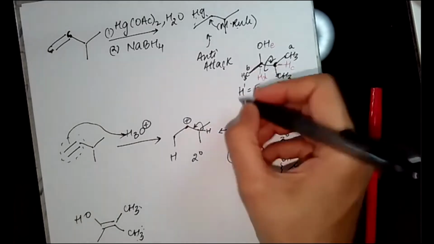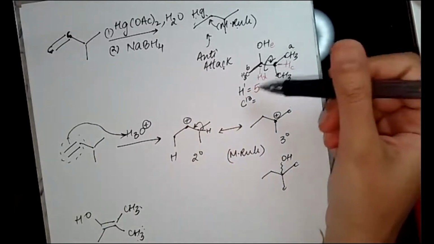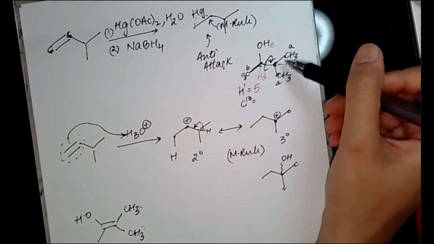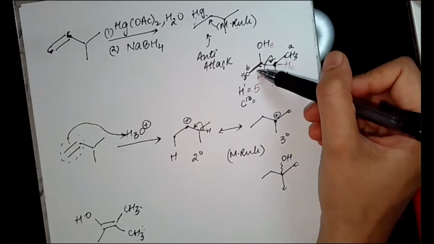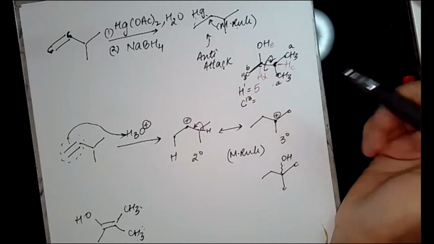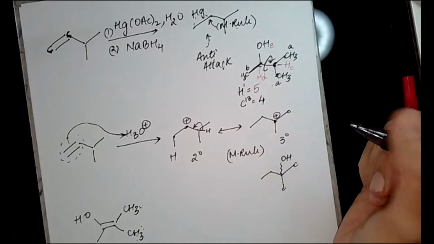Let's look at the carbon NMR now. How many peaks will I get from my carbon NMR? So 1, 2, 3, and 4. Any questions on how I got my 4 carbon peaks?